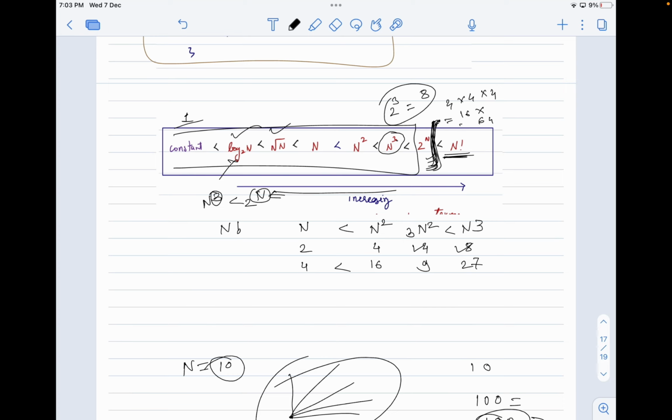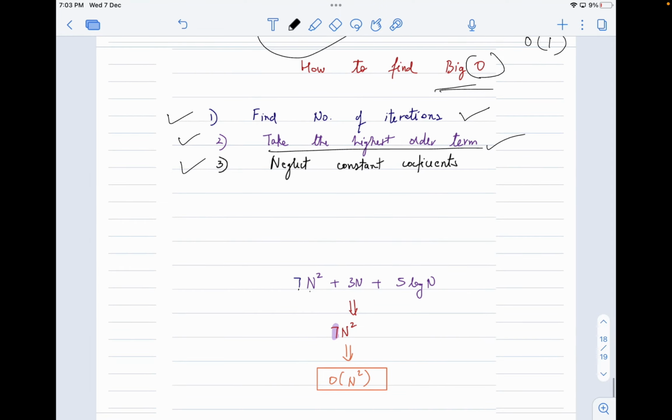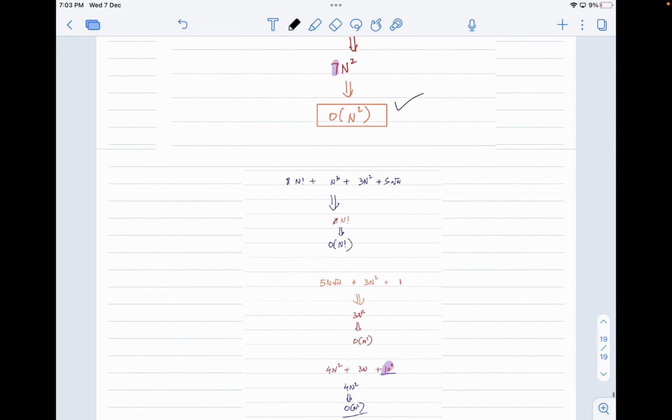Log n is not the highest, because n square is here. In between, some time complexities are there, right? So n square is what? Bigger. So the highest term is n square, and the time complexity will be n square on the basis of the second term. That is, take the highest order term. So third, neglect the constant coefficient.